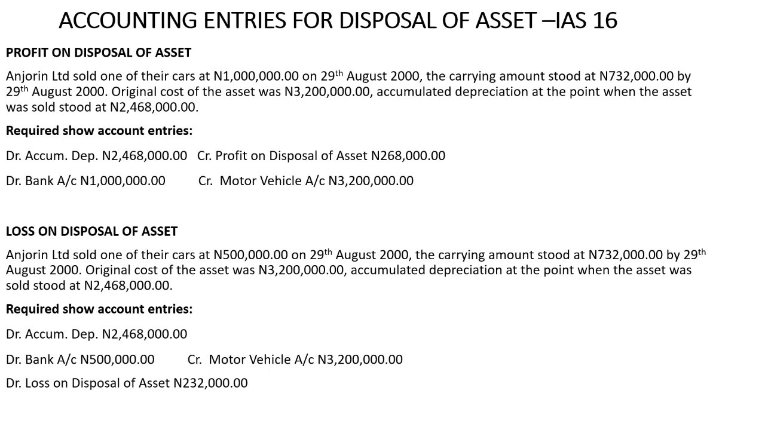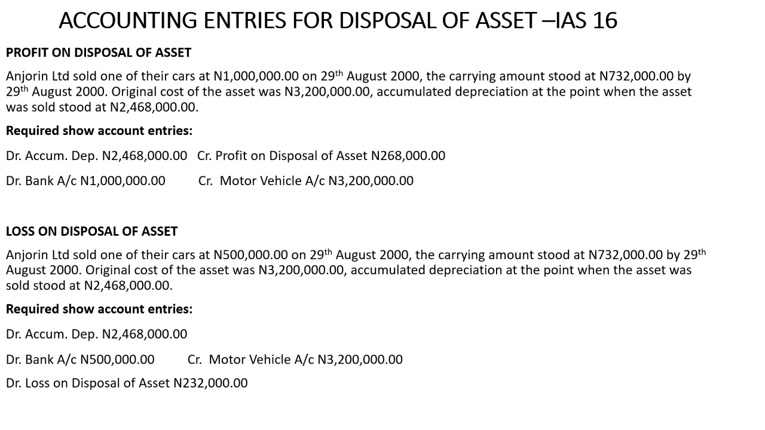Now, there are times when you sell less than the carrying amount. So let's look at the second scenario: loss on disposal of assets. Anjorin Limited sold one of their cars at 500,000 naira on the 29th of August 2000. The carrying amount stood at 732,000 naira, which is still the same scenario up by 29th of August 2000.